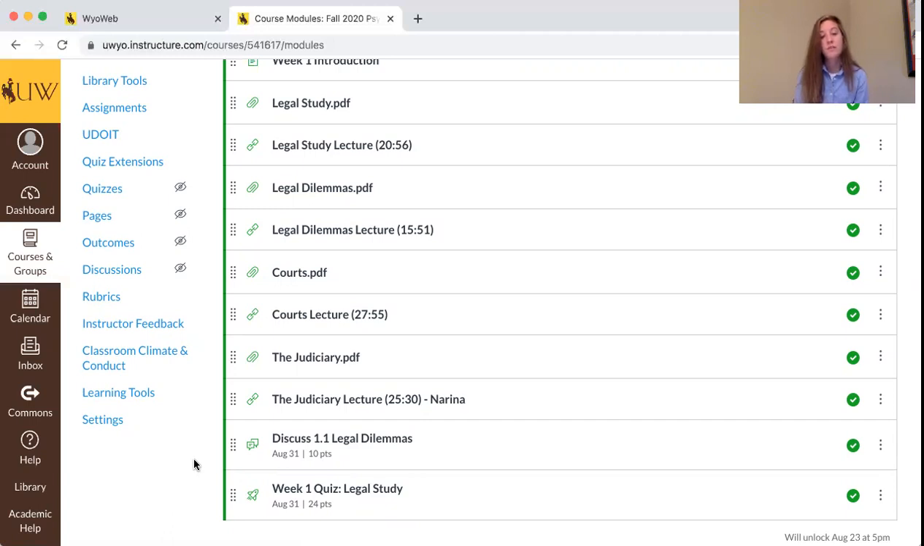So you only have to do 6 out of the 8 discussions, so you can just not participate in the other 2, or you can do all of them and have the 2 lowest ones dropped. And then for the quiz as well, if you only want to do 11 instead of 12, totally fine. Or if you want to do all 12 and just have the lowest one dropped. And if you guys have any questions on that, just feel free to reach out.